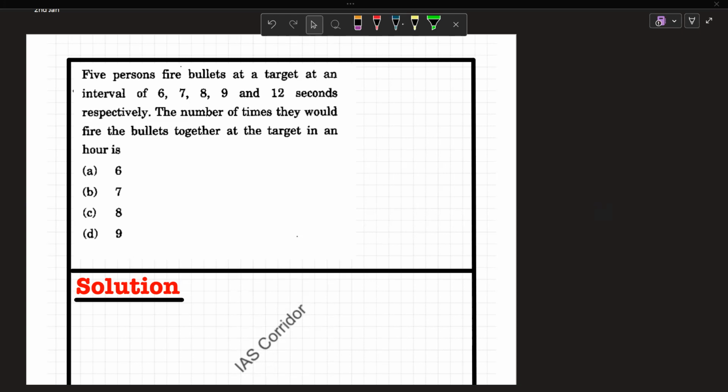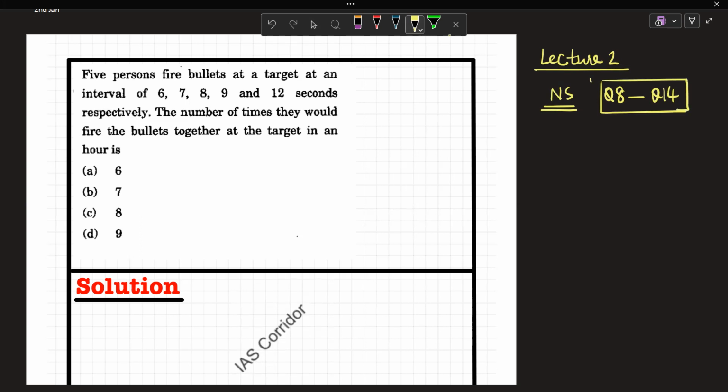So today is lecture number 2 of the PYQ series of CSAT. We were continuing with number systems. Today we have to do from question number 8 to question number 14. I hope you have tried these questions. Now let us proceed with the lecture.